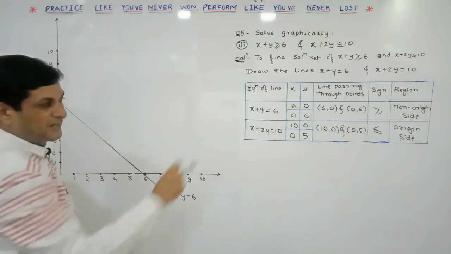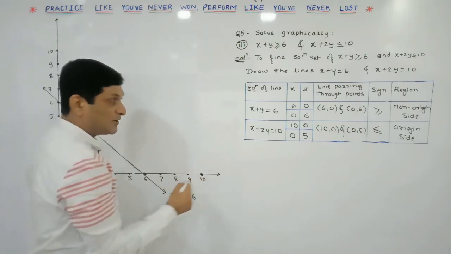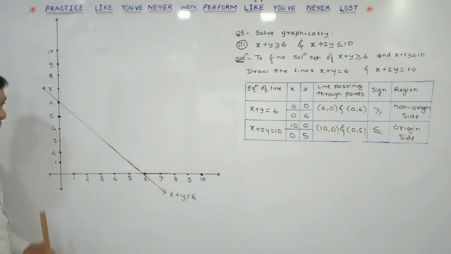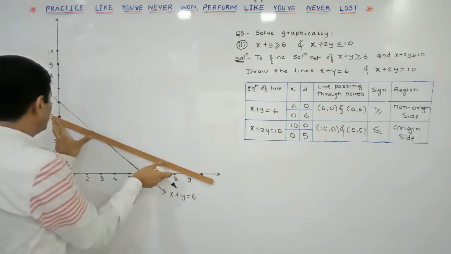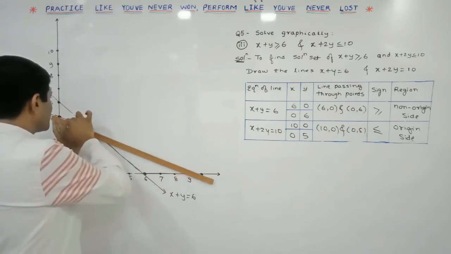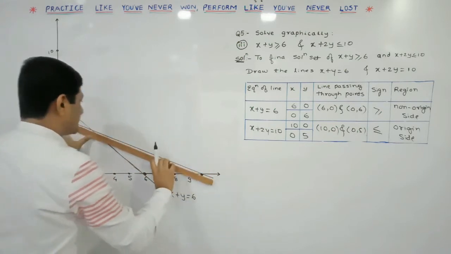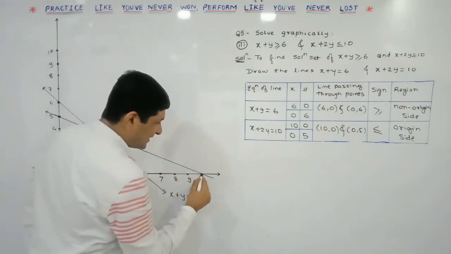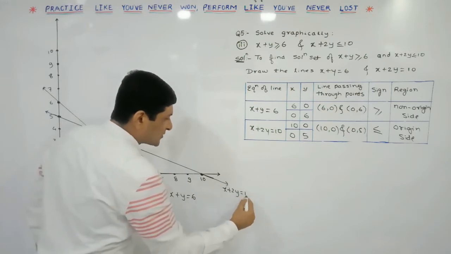Now observe the coordinates of points on the second line: (10, 0) and (0, 5). These are 2 points on our second line. So draw a line passing through these 2 points. In this way we have got our second line also, where the equation of the second line is x plus 2y is equal to 10.